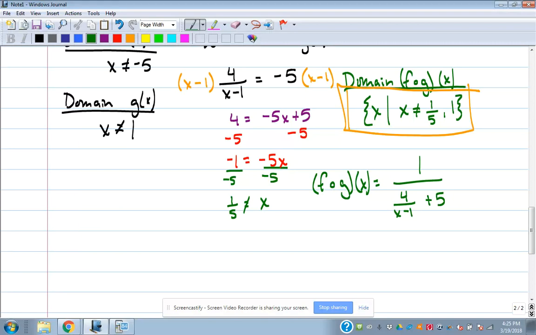So anytime that I'm going to add a fraction and then a regular number, what do they both have to have? Common denominator. Right now, the 5 has what as a denominator? 1. So it's over 1, right? What would be the least common denominator between 4 over x minus 1 and 5 over 1? It'd be x minus 1. So the second fraction needs x minus 1. But if the bottom part gets it, so does the top.